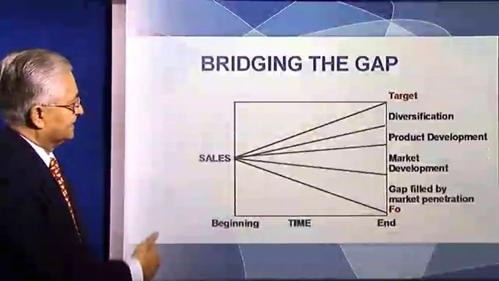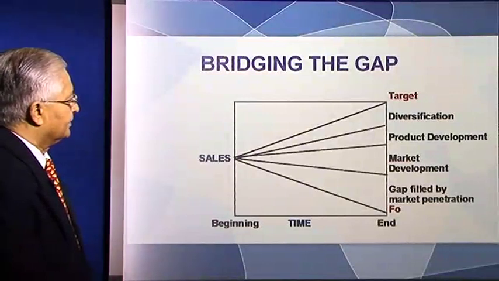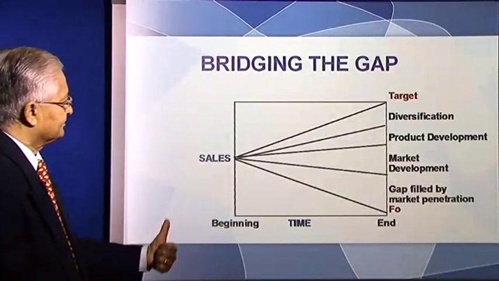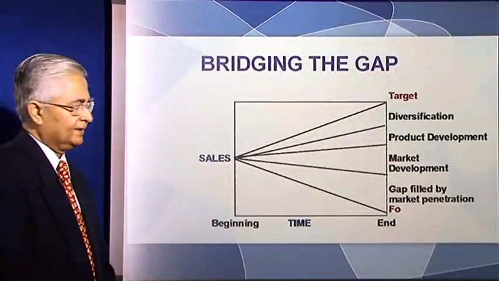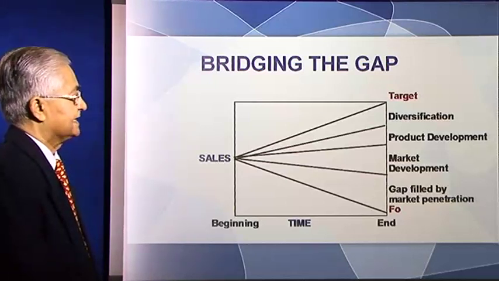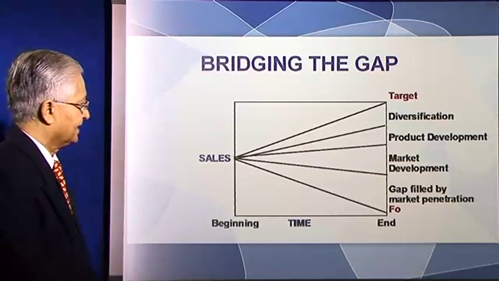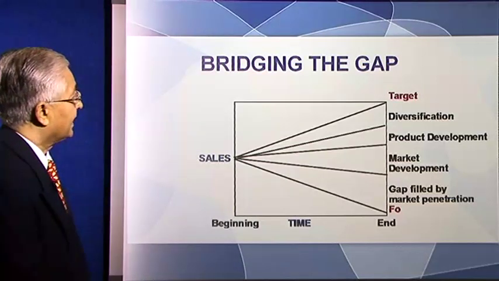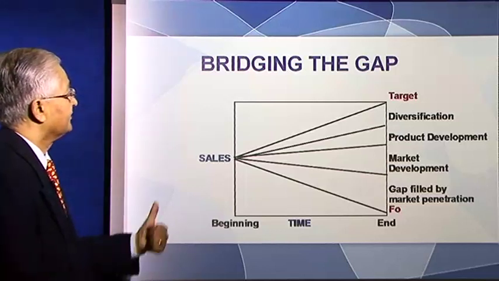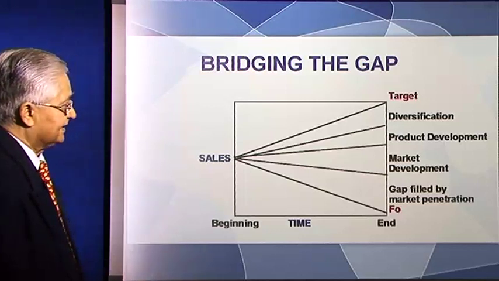Right. Let's look at this chart. We are today at the beginning, right? And the end of the period is, let's say, at the end of one financial year. The sales of the company are where it is shown on the sales axis. That's where the sales are.